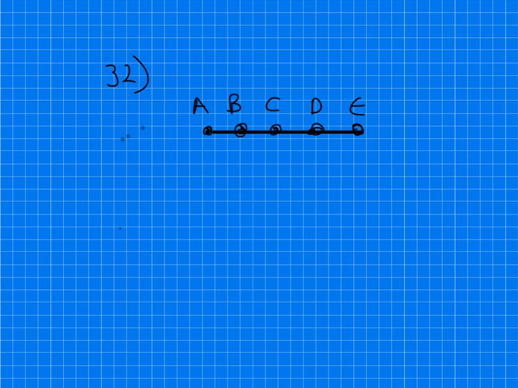In question 32, we rotate a line through 180 degrees about different fixed points. Our first fixed point is point B. Imagine you're putting a pen on point B and we're rotating this line about point B. Point A will go to point C. Point C will go to point A. Point D will end up here and point E will end up here.